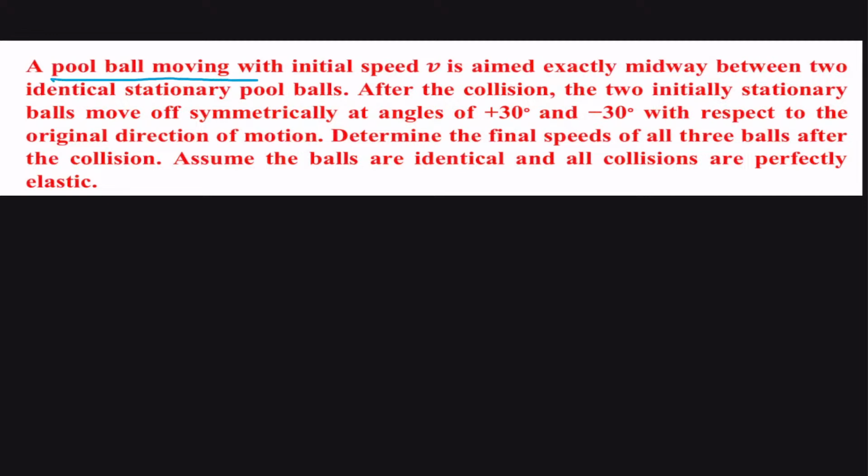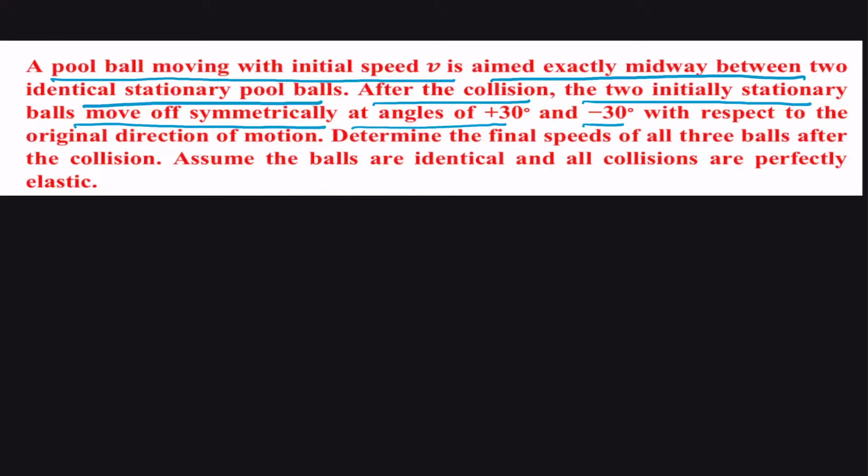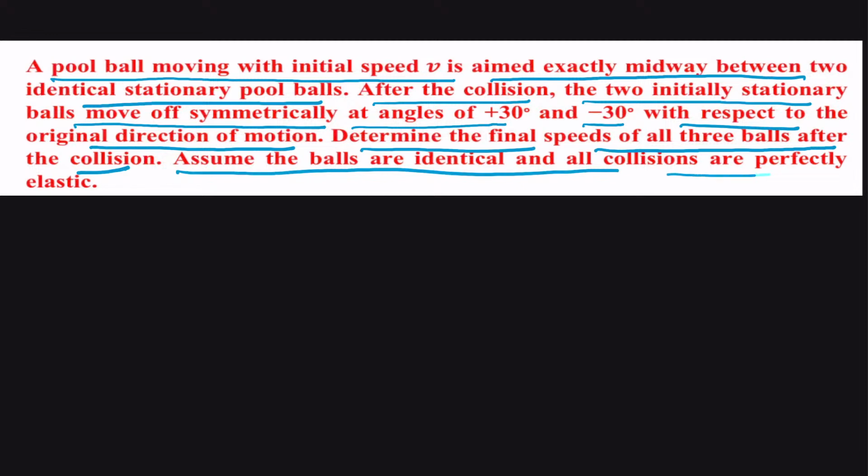A pool ball moving with the initial speed v is aimed exactly midway between two identical stationary pool balls. After the collision, the two initially stationary balls move off symmetrically at angles plus 30 and minus 30 with respect to the original direction of the motion. Determine the final speeds of all three balls after collision. Assume the balls are identical and all collisions are perfectly elastic.